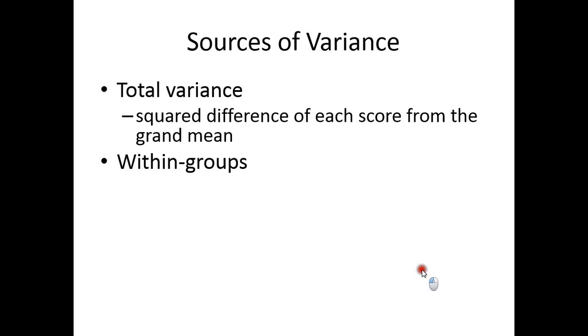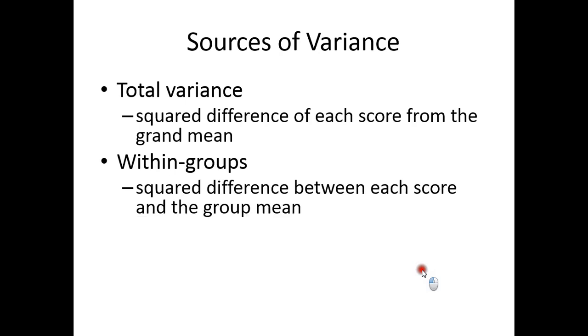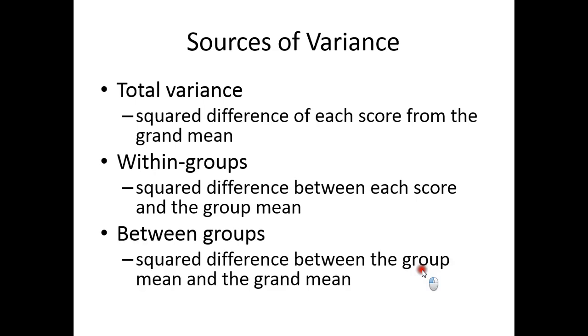I'm just simplifying it. The within groups variance is the sum of the squared difference between each score and their group mean. As I mentioned before, that's the dispersion of scores within a group around that group's mean. Between groups variance is the sum of the squared difference between each participant's group mean and the grand mean.